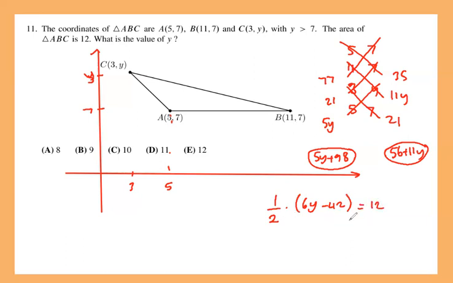If you multiply both sides by 2, you will get 6y minus 42 is 24. Add 42 to both sides, so 6y would be 66, right? And divide by 6, that will give us 11. So again, this second approach is not easier for some, but it is at least good to know we could still use a shoelace for this problem. So that was number 11.